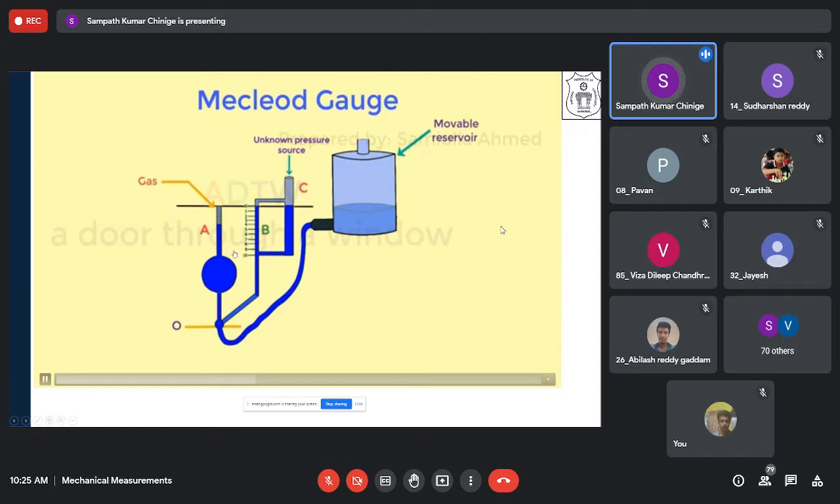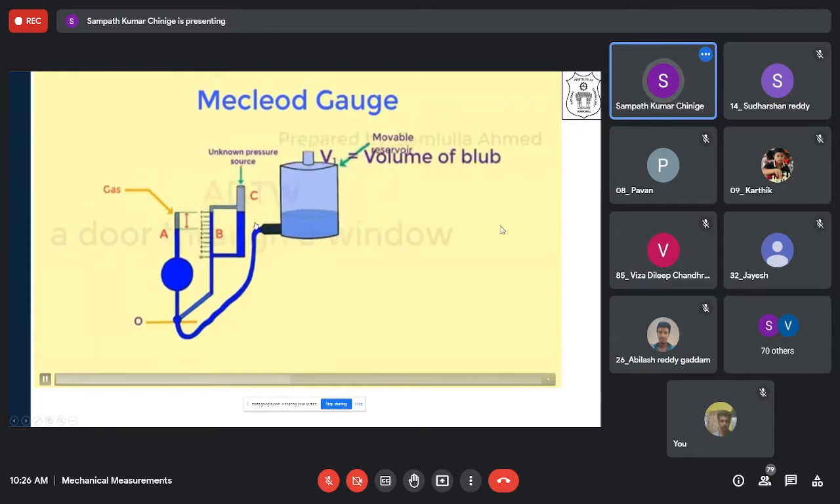Okay, so this is the reference line 0. Everything is on the same line, because there is a gas at higher pressure, which is imparting some manometric head h. So this is the head h. Let us take the capillary area as small a. This area is also small a.